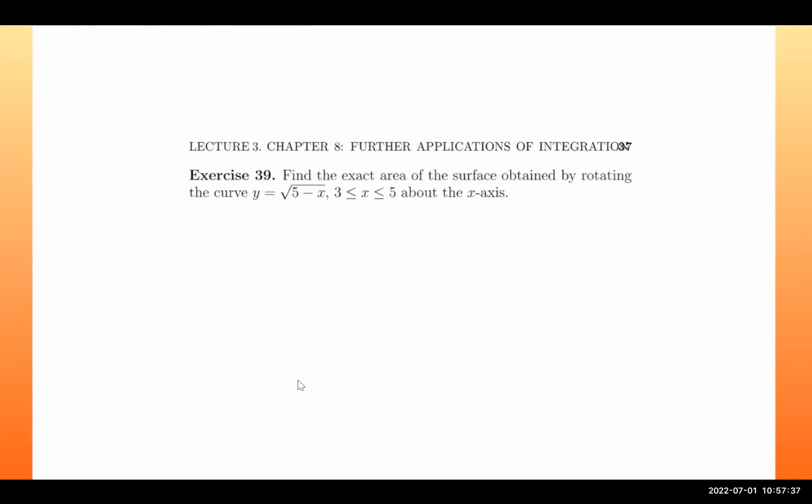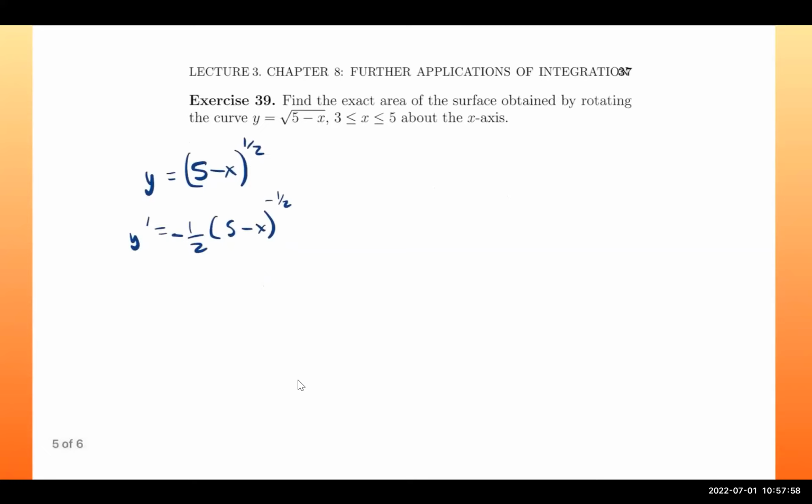So let's look at the first example. They want us to find the exact area of the surface obtained by rotating the curve about the x-axis. So that's key. First let's take the derivative since we're going to need it. So 5 minus x to the 1/2 power, if you differentiate that, you get 1/2 times 5 minus x to the negative 1/2 times negative 1. There it is. And then we need to square both sides. If you square both sides, you're going to get 1/4, and then 5 minus x in the denominator. So that's what we get after we square.